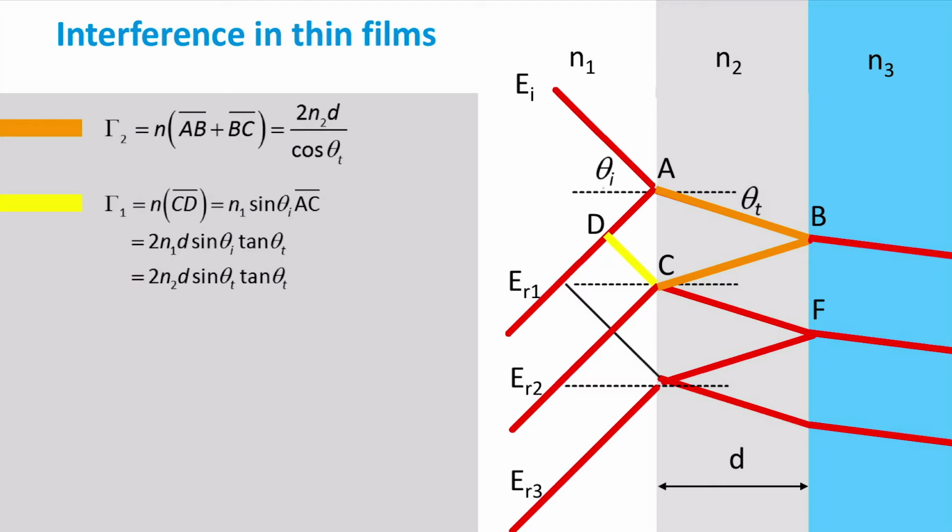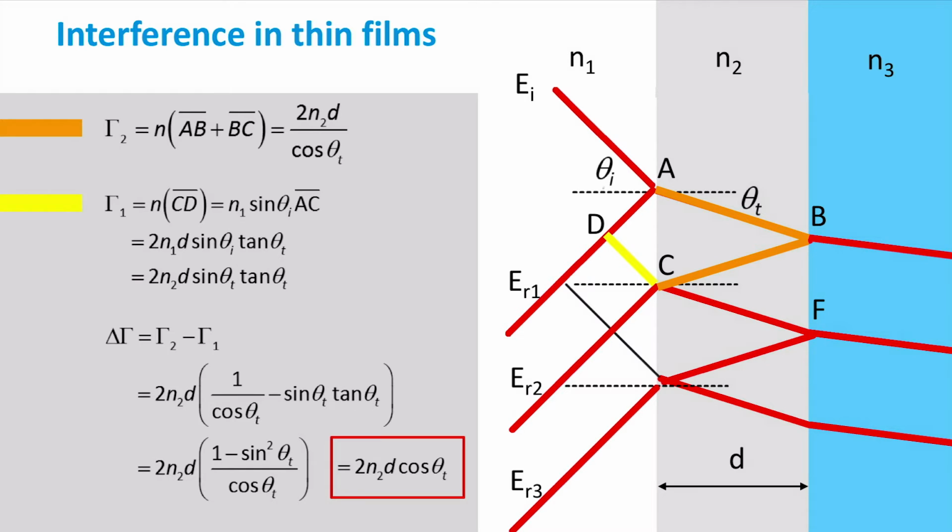According to Snell's law, we can replace n1 sine theta I by n2 sine theta T so that the optical path lengths 1 and 2 are both expressed as a function of the same variables. The optical path length difference between the two waves can now be calculated by subtracting one from another. Through geometrical relations, we obtain a phase shift of 2 times the product of the thickness and refractive index of the Rayleigh film multiplied by the cosine of theta T.